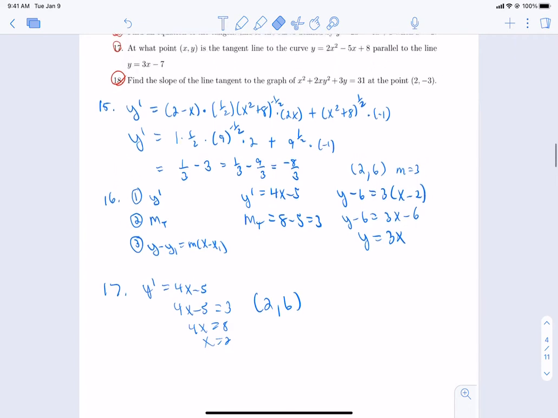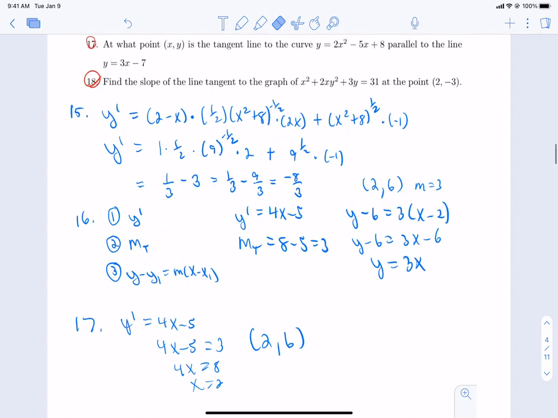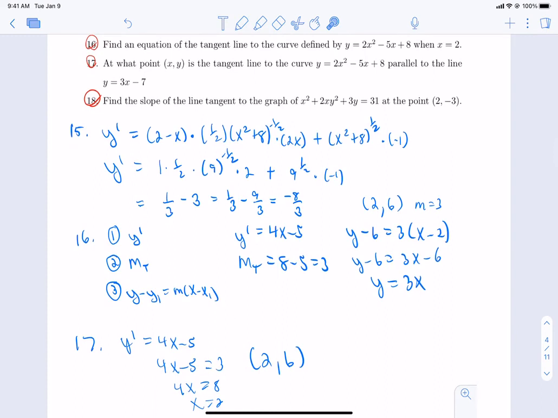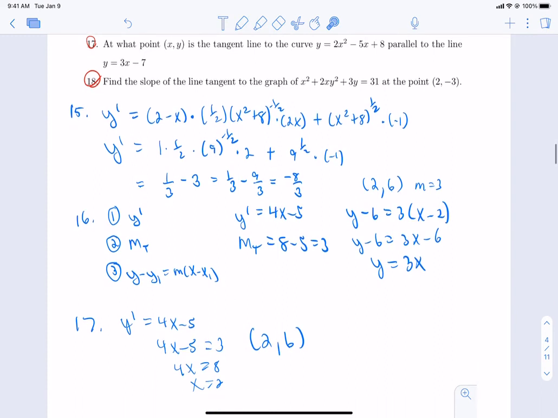So if you check your 17 with my 17, when will a tangent line be parallel to y equals 3x minus 7? Well, when the slope of the tangent is equal to 3. So you'll notice I just took the first derivative, which represents the slope of the tangent, set it equal to 3, solved. Now, they wanted the point that it happens at. My x value is 2. When I plug it into the original, my y value is 6. It's the same equation as 16. So the point was (2, 6).